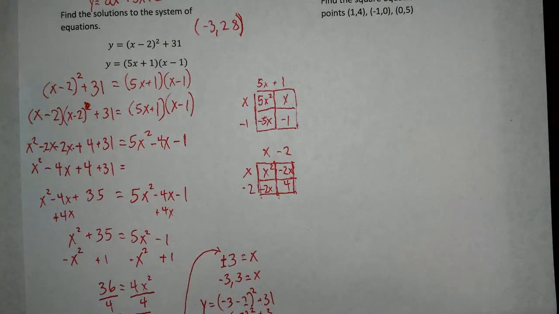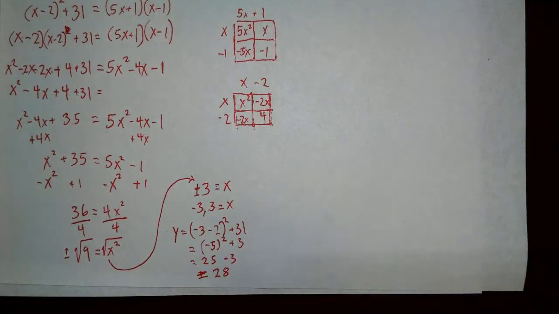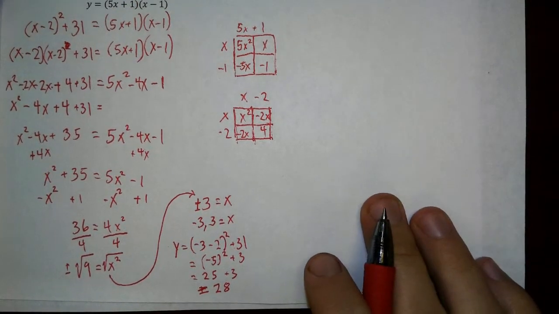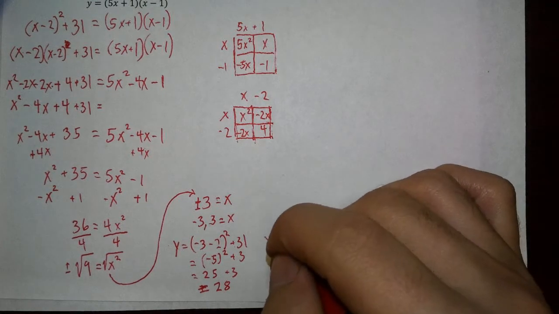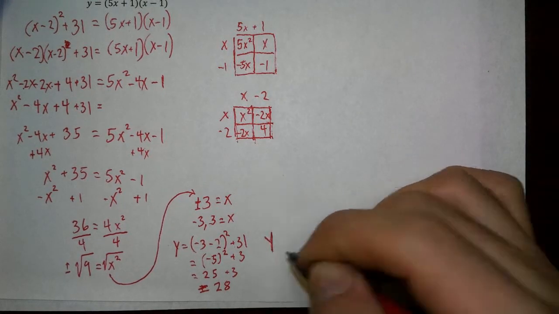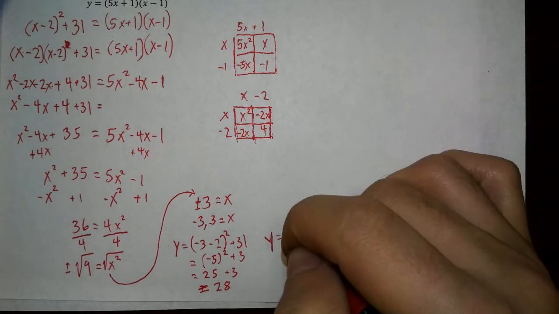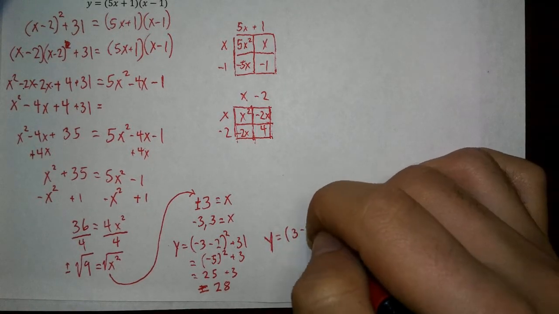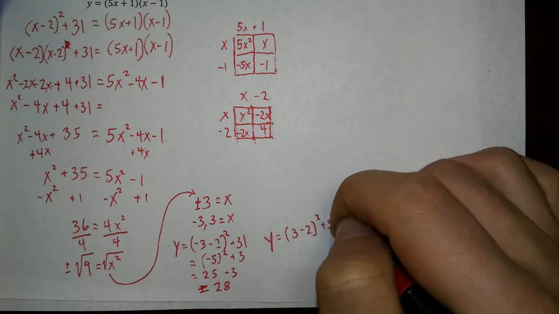Let's go ahead and find solution number 2. How we're going to find that is by plugging in our 3 into one of our equations. Again, I'll stick with that first equation. So y is equal to, and this time we're plugging in 3 for x, minus 2 squared plus 31.